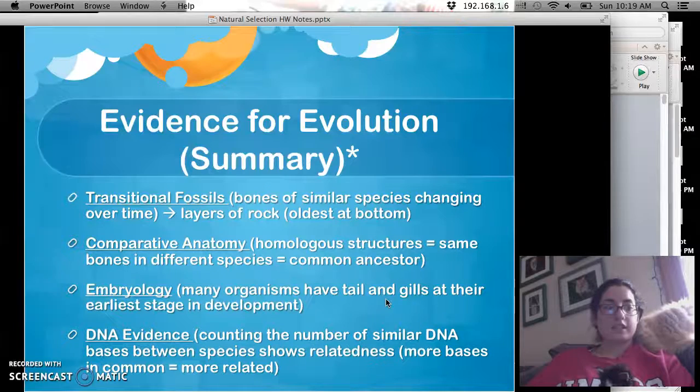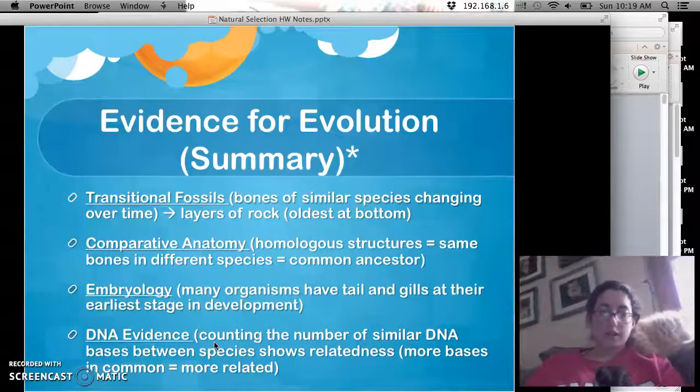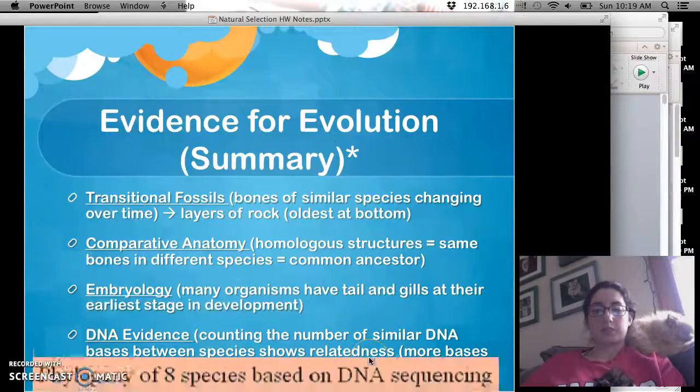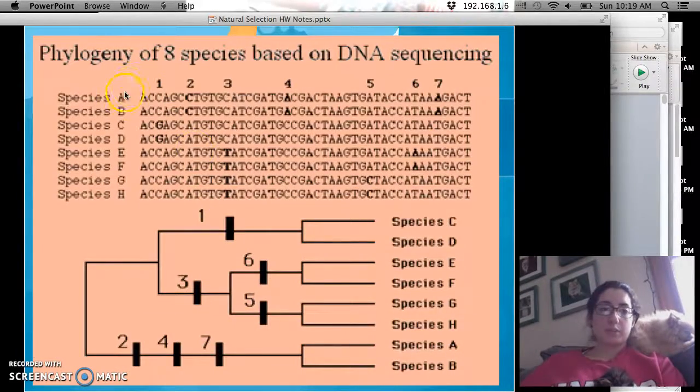And lastly, DNA evidence. If you looked at the DNA, all the little bases, A, T, C, and G, if you look at the DNA of 2 species, you can count how many bases they have similar. And the more bases they have in common, the more related they are. So here's an example of a bunch of species and their DNA transcripts, all the A's, T's, C's, and G's.